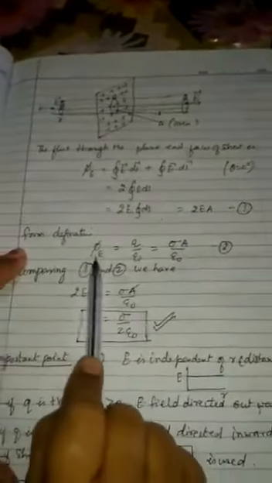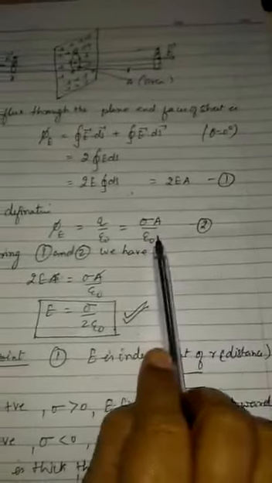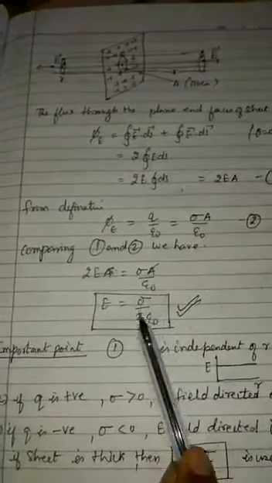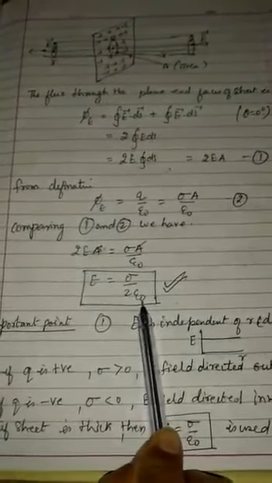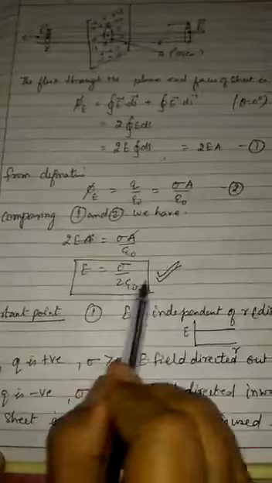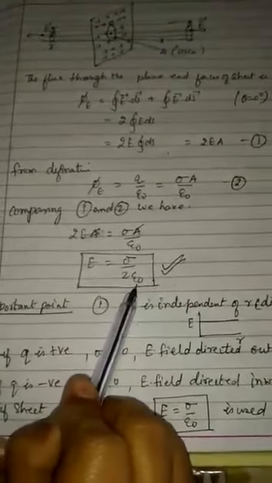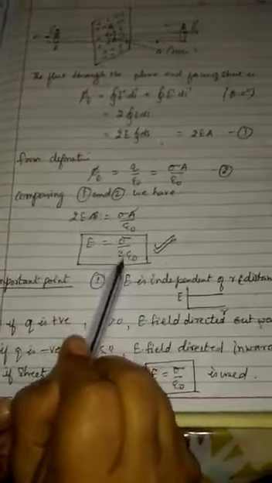Then from Gauss's theorem, phi is equal to Q by epsilon naught. Q is equal to sigma A. So sigma A, then we have equation number 2. Comparing equation 1 and equation 2, we will have E equal to sigma divided by 2 epsilon naught. This equation depends on sigma. This equation depends upon the nature of the medium, so it will change accordingly.